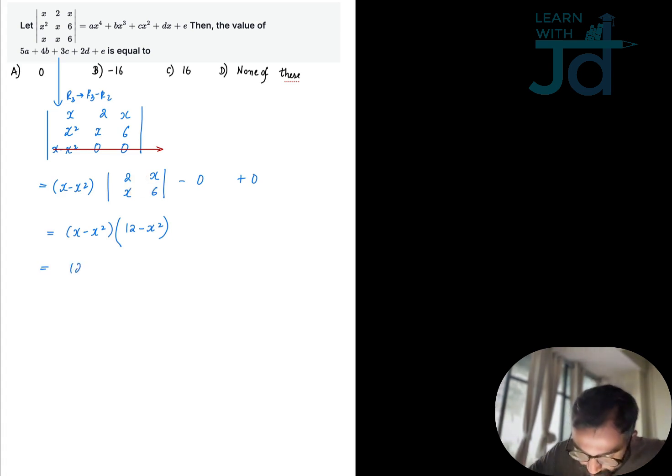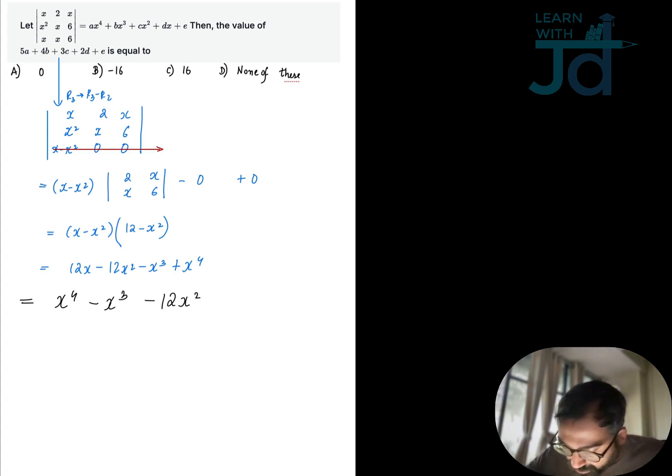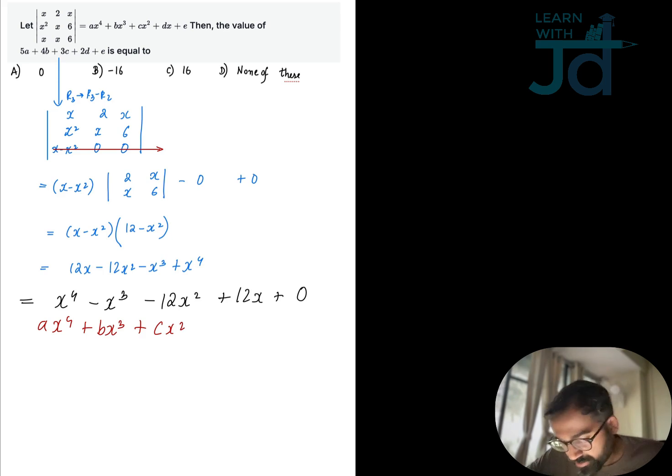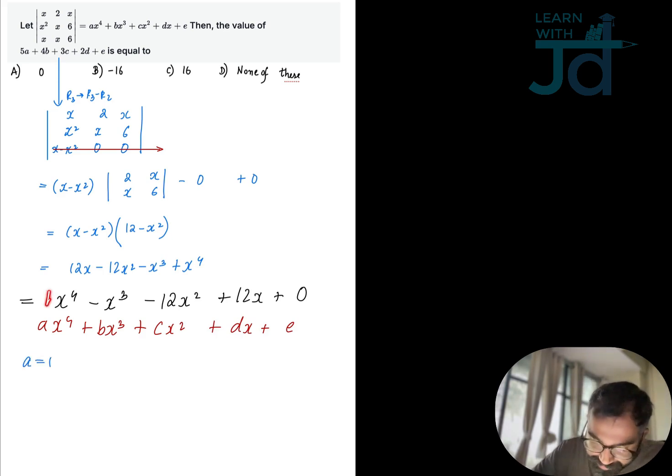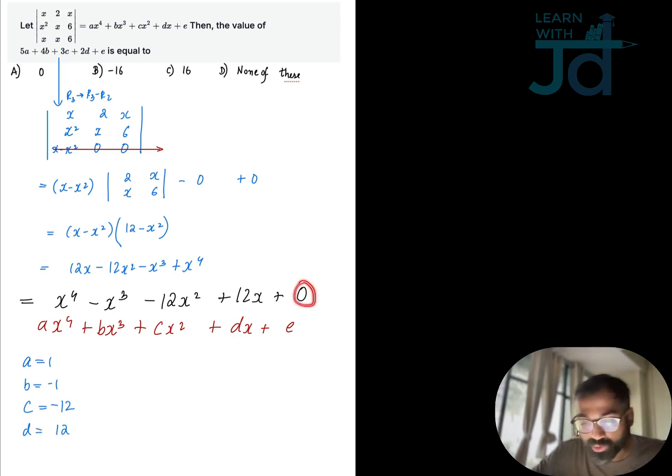Now multiply inside, what you get, 12x minus 12x square and minus x cube plus x raised to 4 आ गया. अब इन दोनों को compare करना है, so I'll write it properly. x raised to 4 minus x cube minus 12x square plus 12x plus, there's no constant, 0, and I'm comparing it with a x raised to 4 plus b x cube plus c x square plus d x plus e. तो compare करके क्या मिलेगा, a is equal to 1 मिलेगा, देख 1 ही है, यहाँ पे -1 है तो b is equal to -1, c is equal to -12, that is the coefficient of x square. Now d is the coefficient of x, that is 12, and कोई constant term नहीं है इसलिए मैंने +0 डाला तो e 0 है.